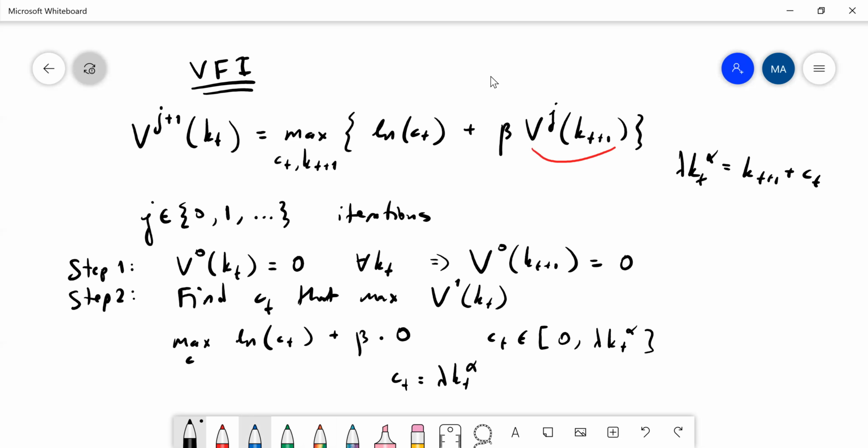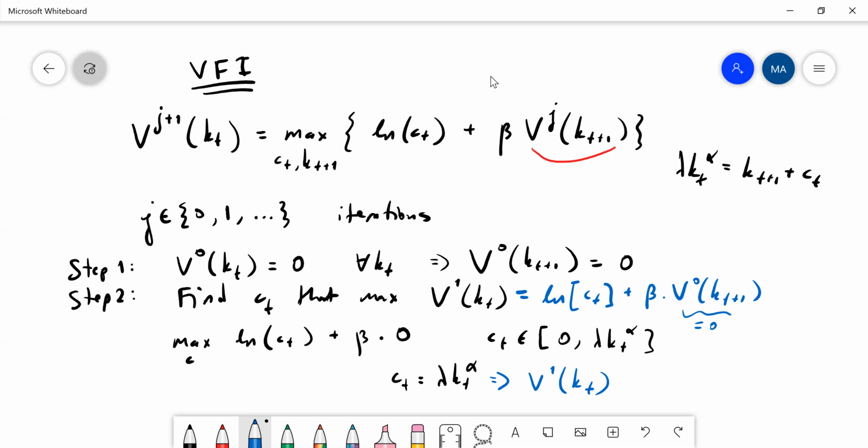Now, what does this give me? It gives me V1 kt, right? Because V1 kt is basically ln ct plus beta times V0 kt plus 1, and this is already 0. So what is V1 equal to? V1 is equal to natural logarithm of lambda kt alpha.